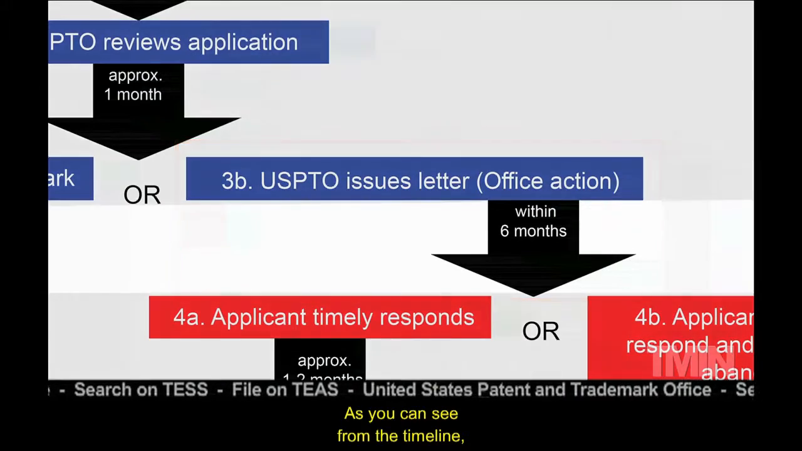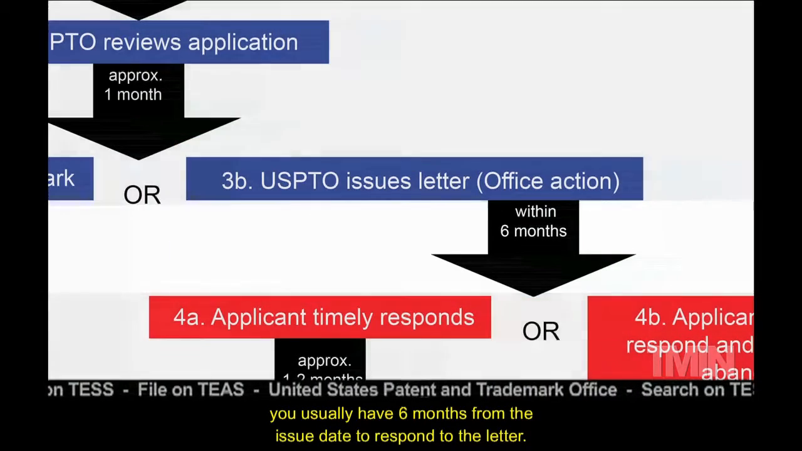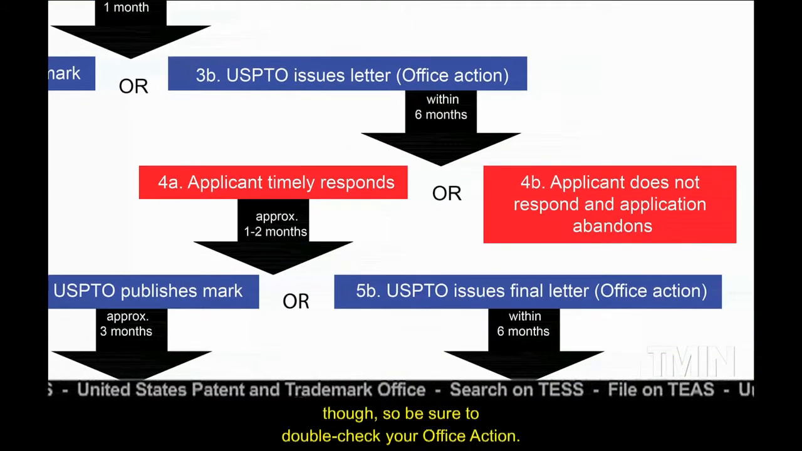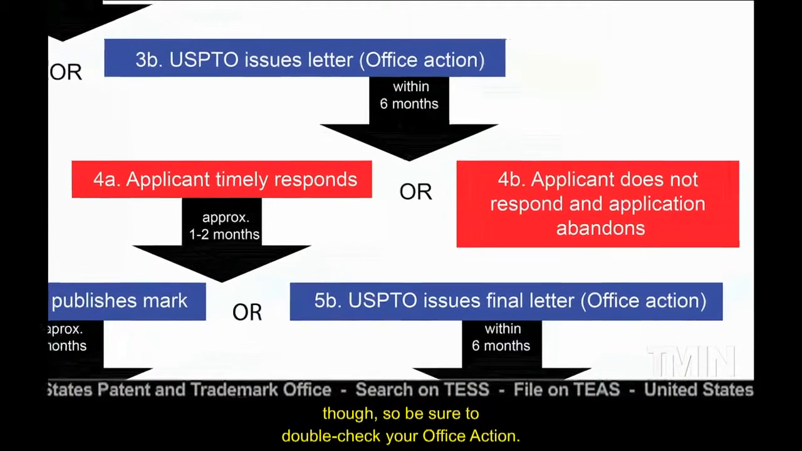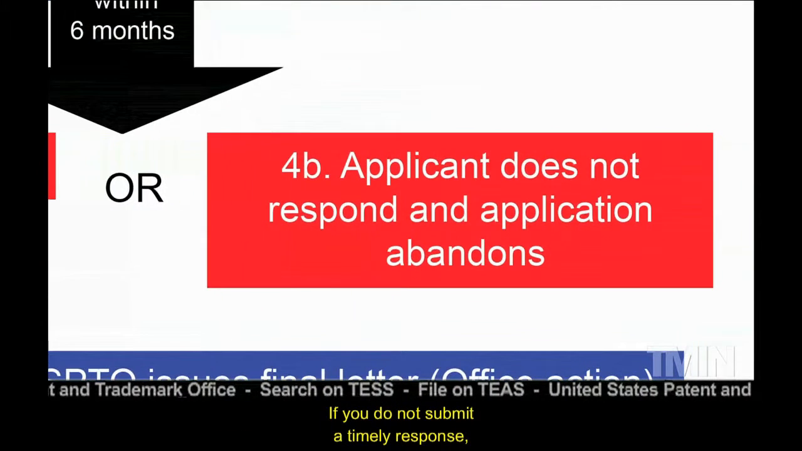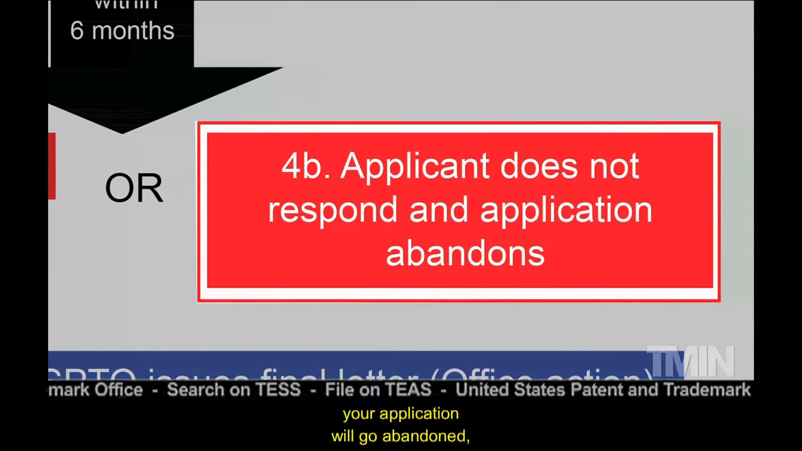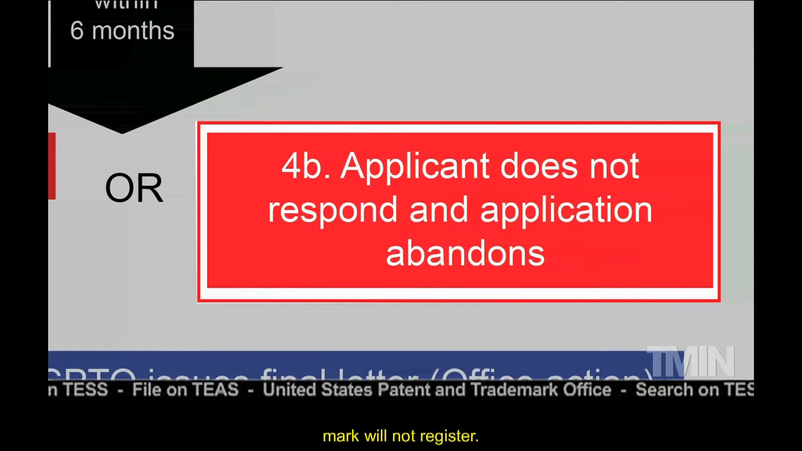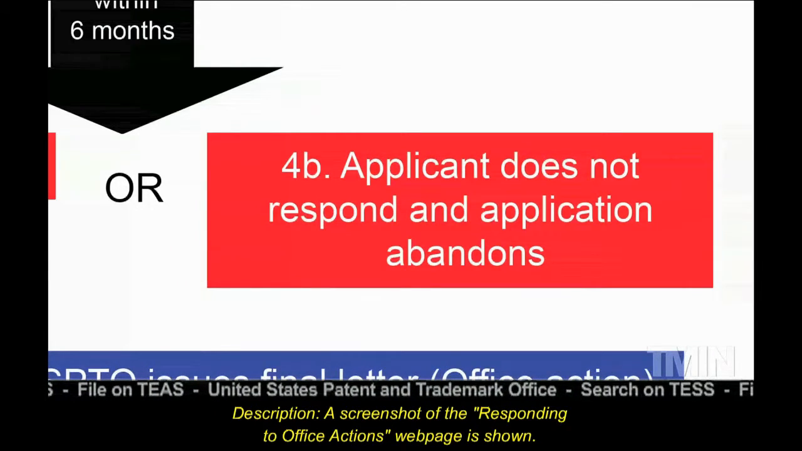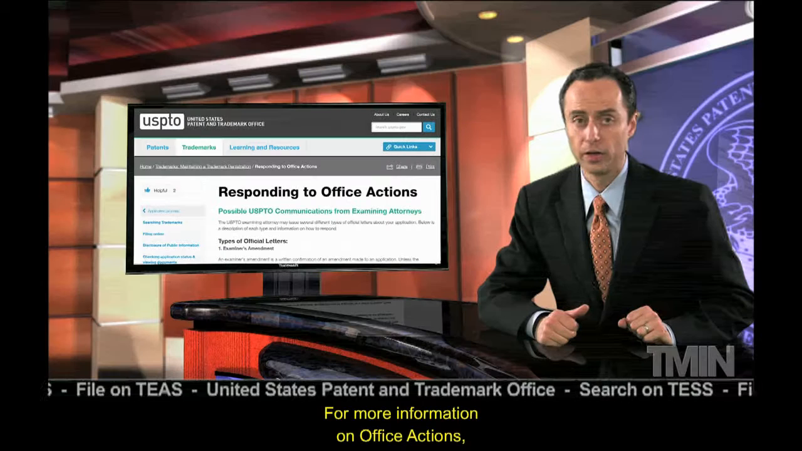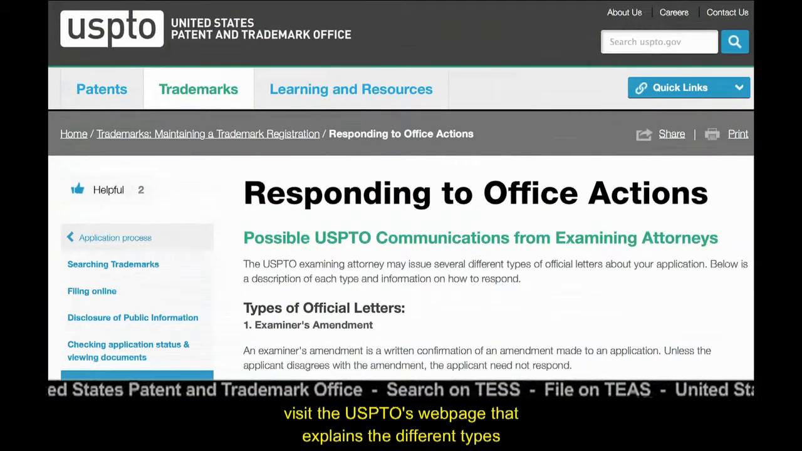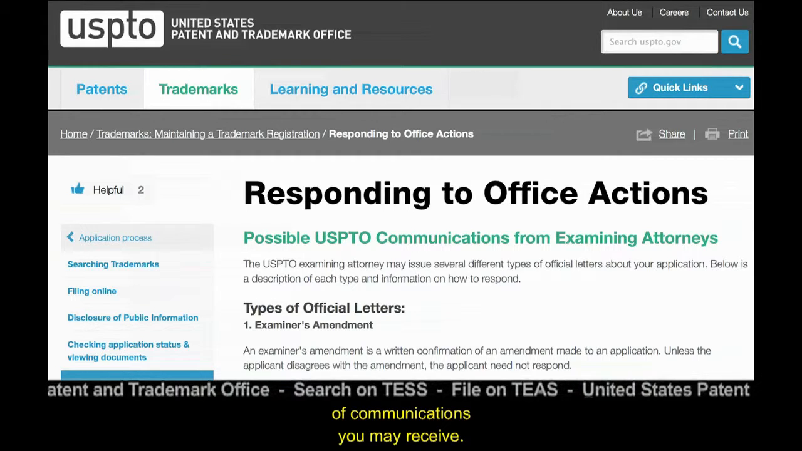As you can see from the timeline, you usually have 6 months from the issue date to respond to the letter. Sometimes the deadline is shorter though, so be sure to double-check your office action. If you do not submit a timely response, your application will go abandoned, meaning that the application process has ended and your mark will not register. For more information on office actions, visit the USPTO's webpage that explains the different types of communications you may receive.